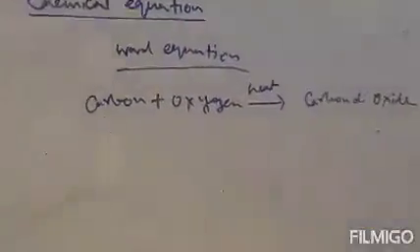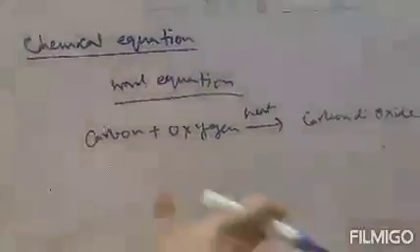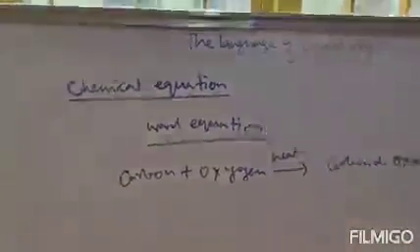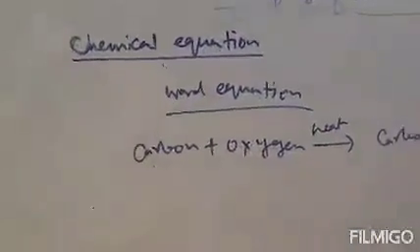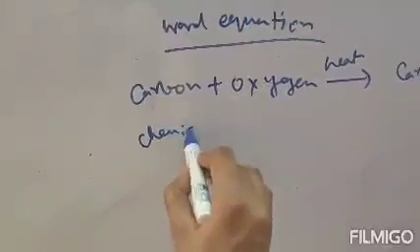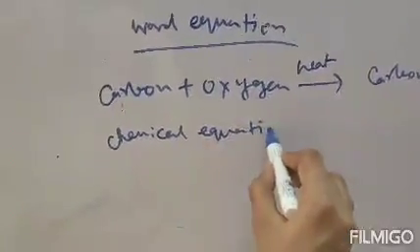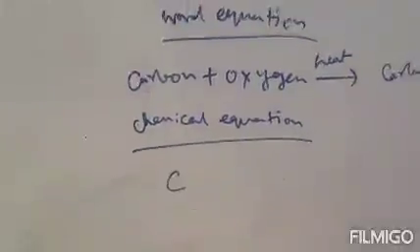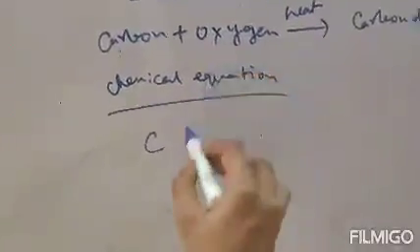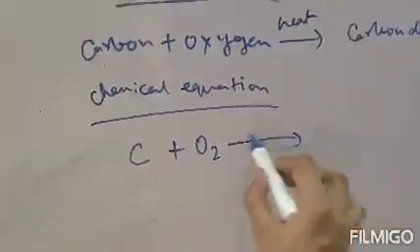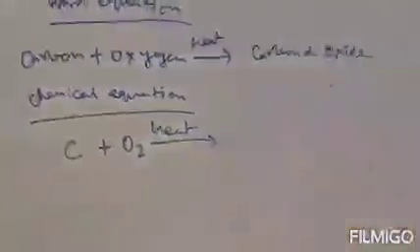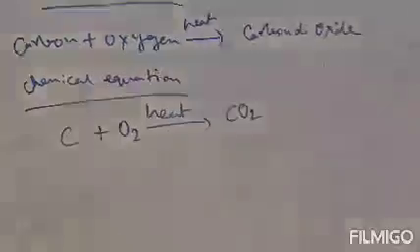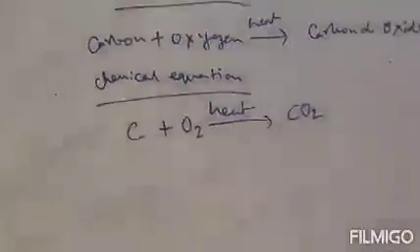And if we want to write a chemical equation, we have to represent this chemical reaction using symbols and using formulas of the substances involved. That is your chemical equation. So what is the chemical equation of this word equation? We know carbon is represented by C, and oxygen is represented by O2, then an arrow with heat, and carbon dioxide is represented as CO2. Clear? So this is your chemical equation. We have studied the chemical equation.